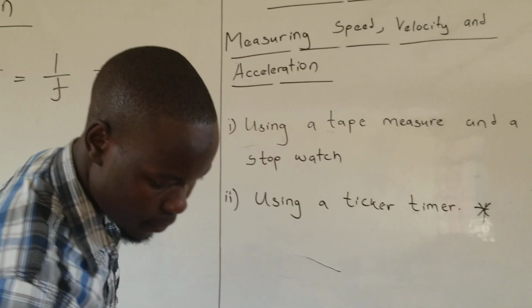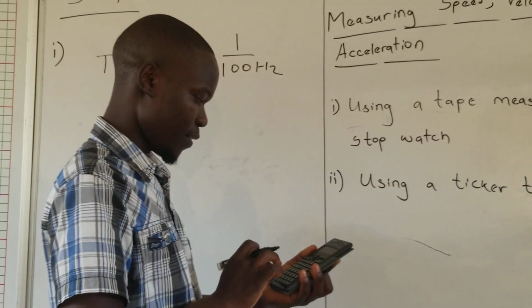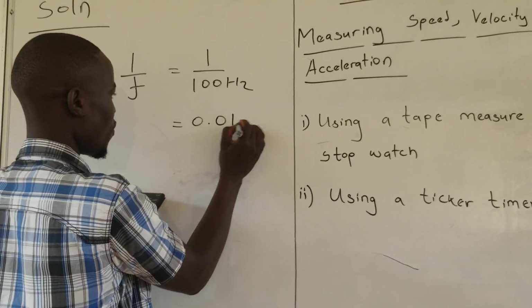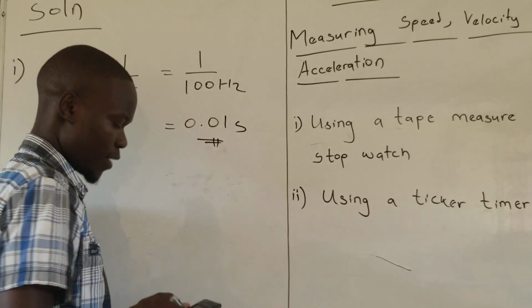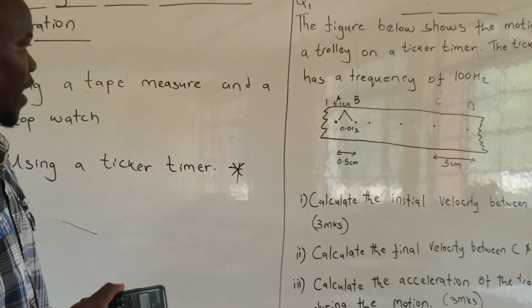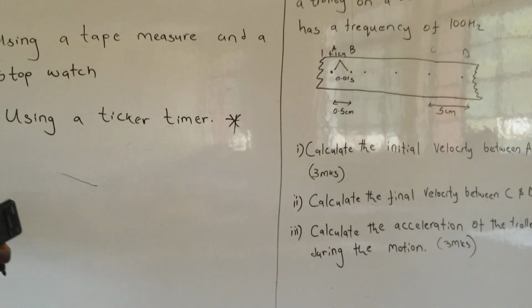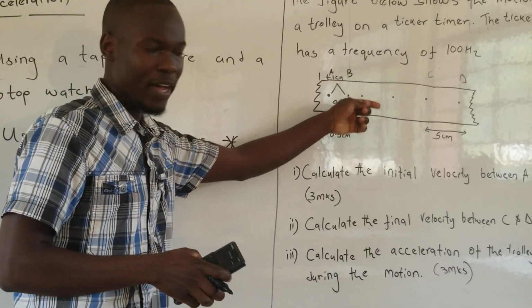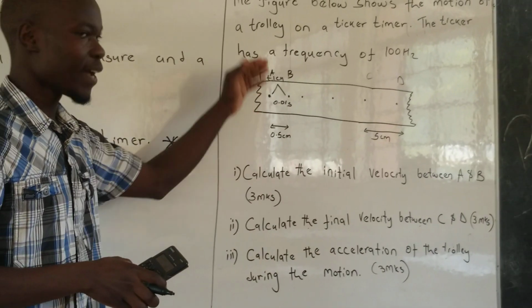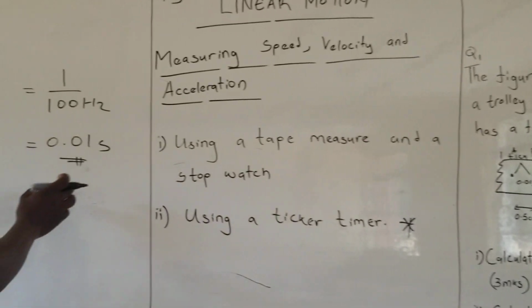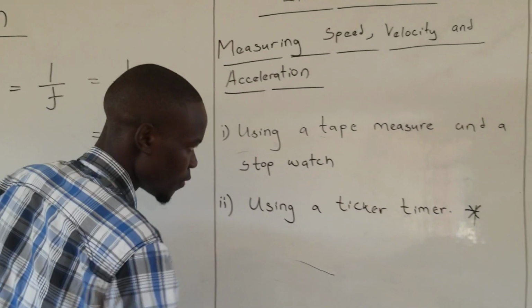And then let me punch on my calculator. 1 divided by 100, I'll be getting 0.01 seconds. Now this time here is also called a tick. So a tick is like the periodic time here. So it takes this ticker timer 0.01 second to make a dot. Now, let us use this time here to calculate the initial velocity.